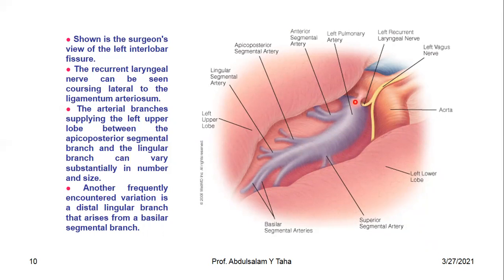And this is the left pulmonary artery, which descends in the interlobar fissure, giving rise to different segmental arteries. So this is the anterior segmental artery, and this is the apico-posterior segmental artery. And then we have the lingular segmental artery, or arteries sometimes. This is the superior segmental artery to the lower lobe, and these are the basilar segmental arteries of the left lower lobe.